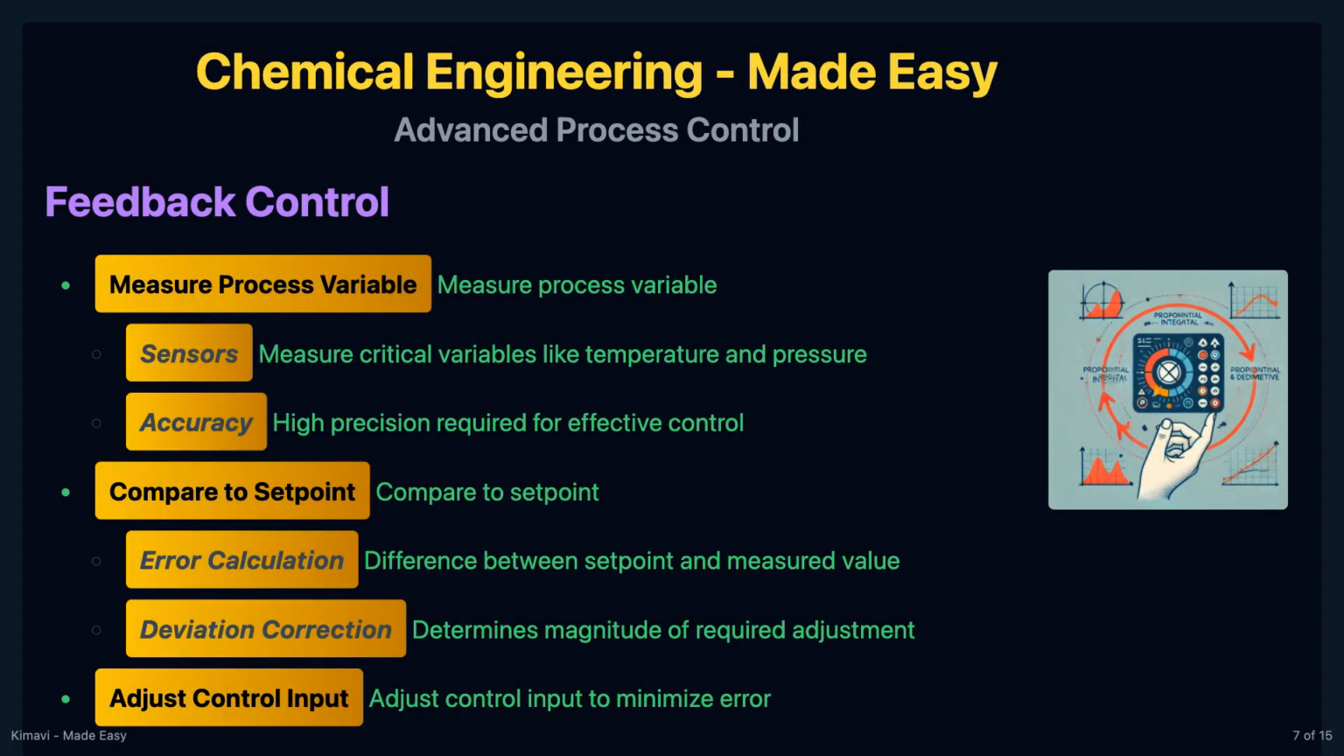Feedback control involves measuring the process variable, comparing it to the set point, and adjusting the control input to minimize the error. This is a common method used to maintain desired process conditions.